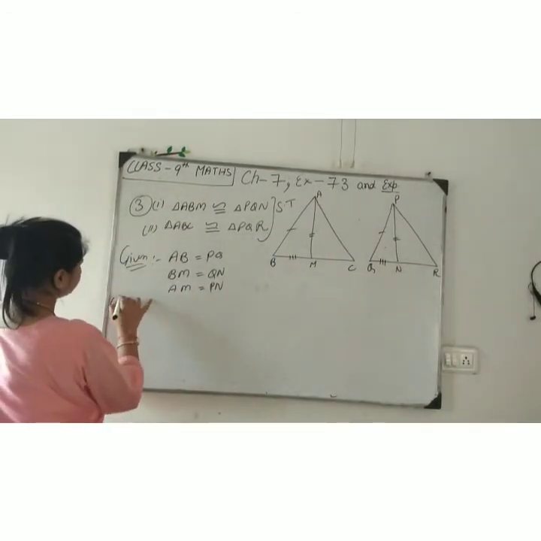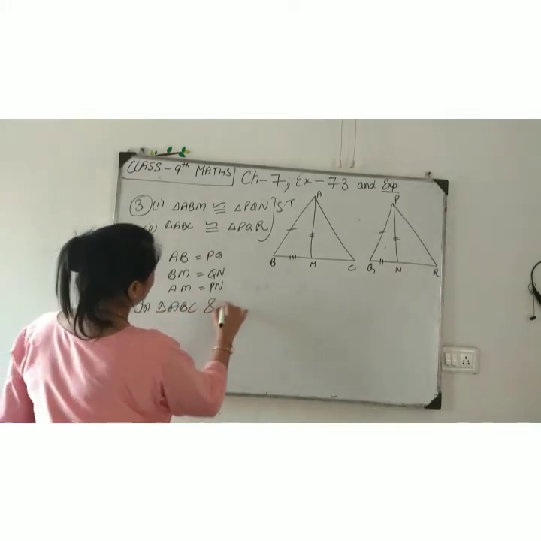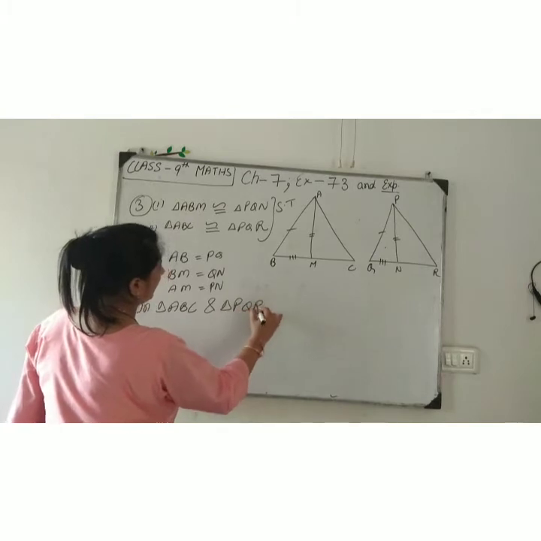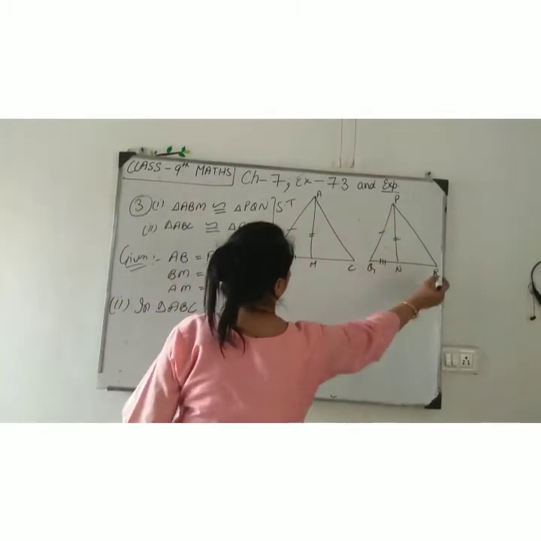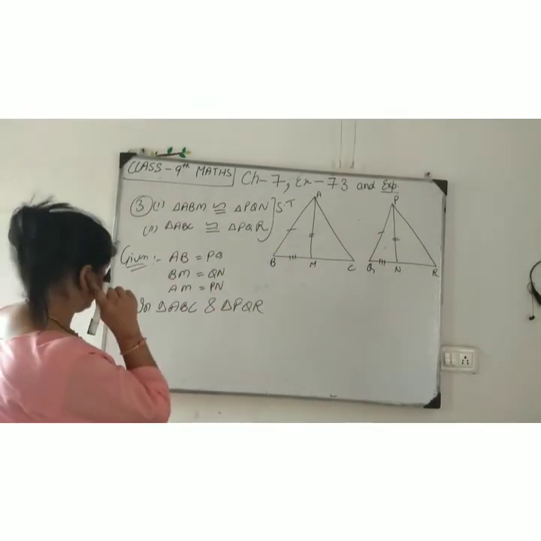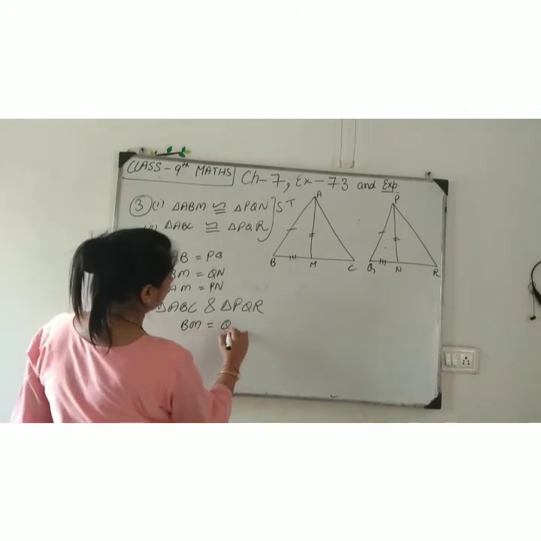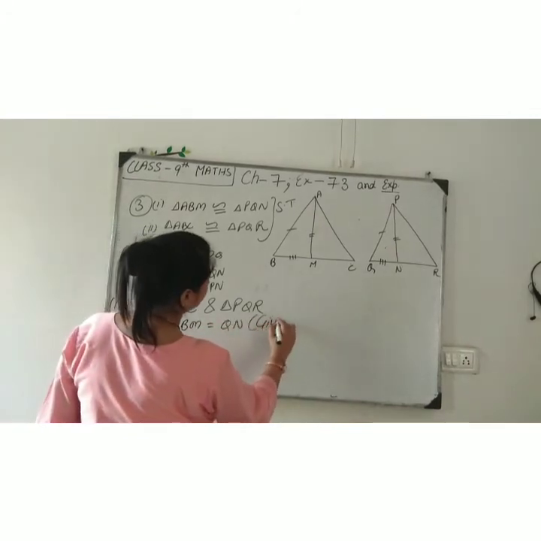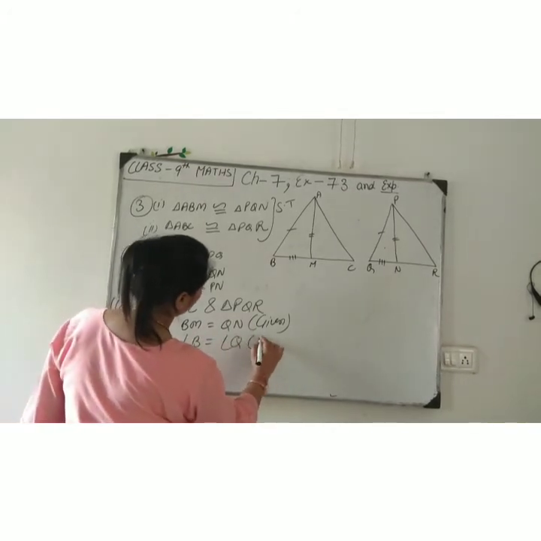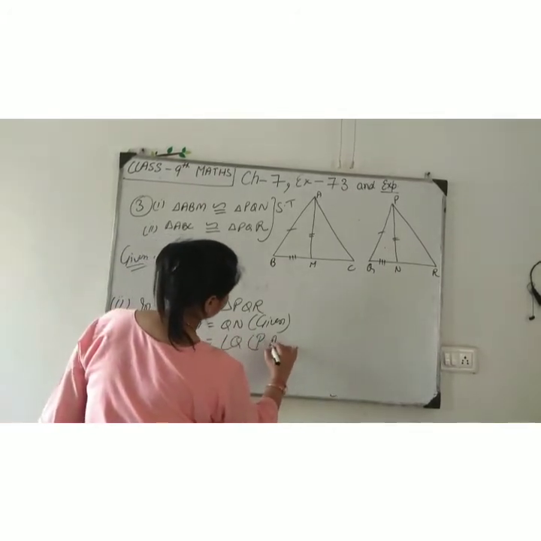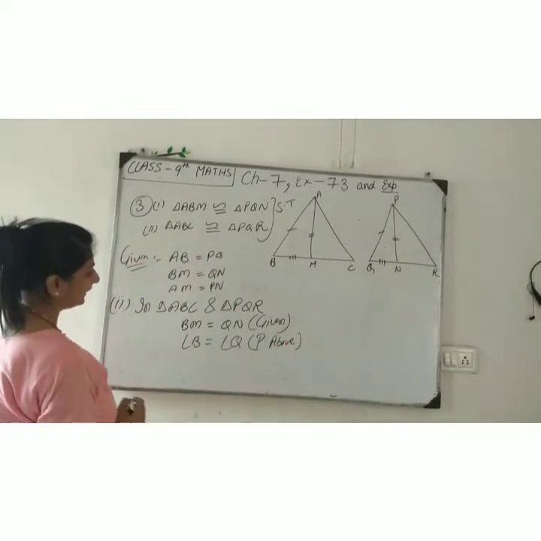Part 2. In triangle ABC and triangle PQR, BM equal to QN, reason: given. Angle B equal to angle Q, proof above in part 1. Clear?